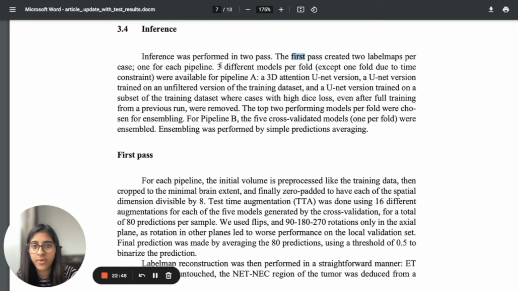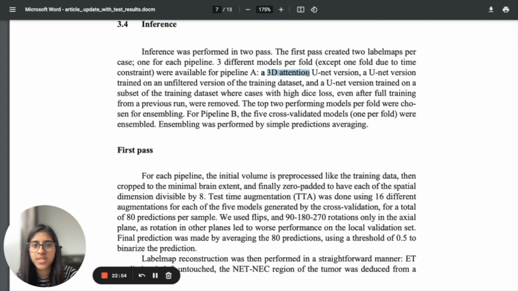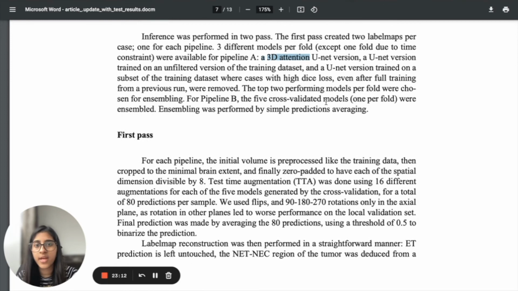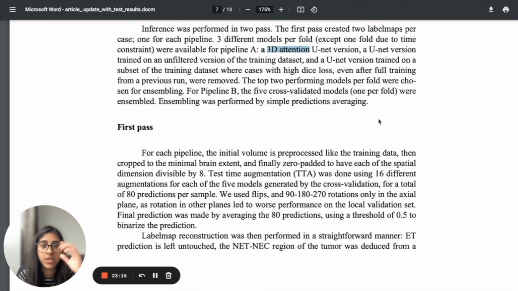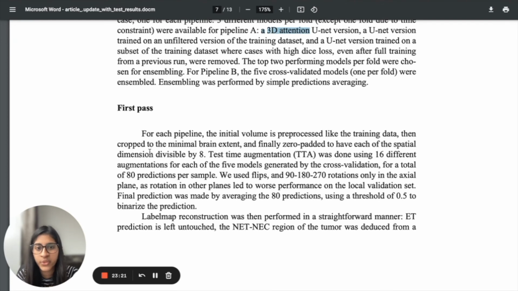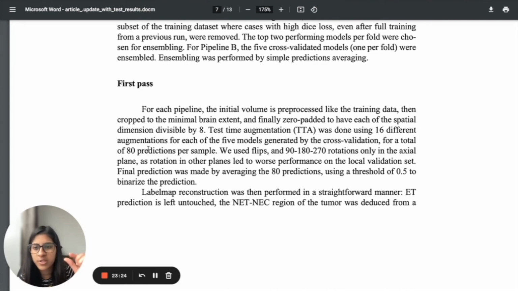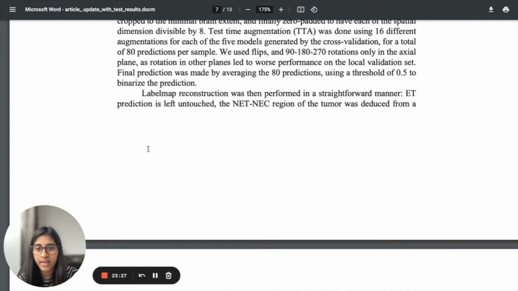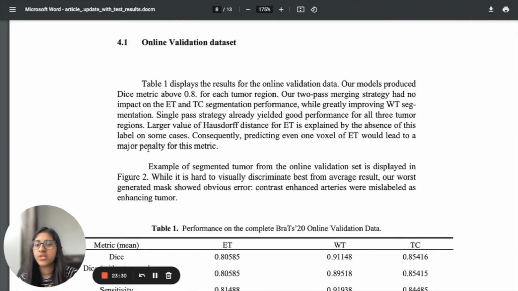They also said that for every single fold there were three different models. There was a 3D U-Net with the attention version, one trained on an unfiltered version of the training data set, and one trained on the subset of the training data set where the cases had high dice loss, which is the filtered version. This is for pipeline B. Again, we're not looking too deep into that. I don't want to go too much into first pass and second pass because I did give a high level overview, and this is mostly about how we can tailor it to get an even higher accuracy. So first pass, second pass, don't need to worry about that too much.